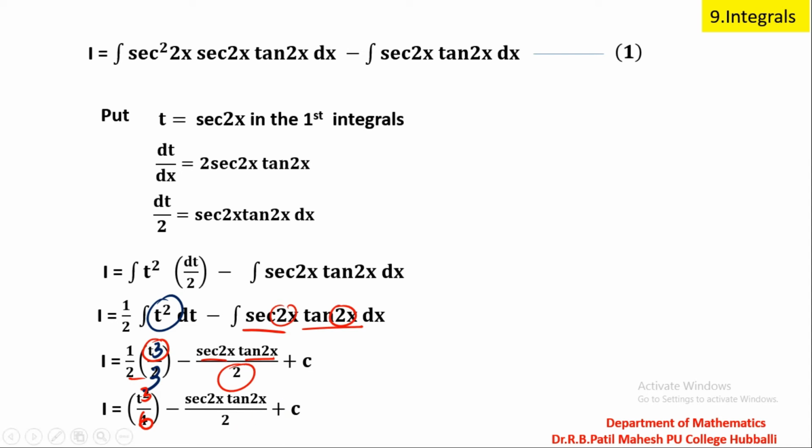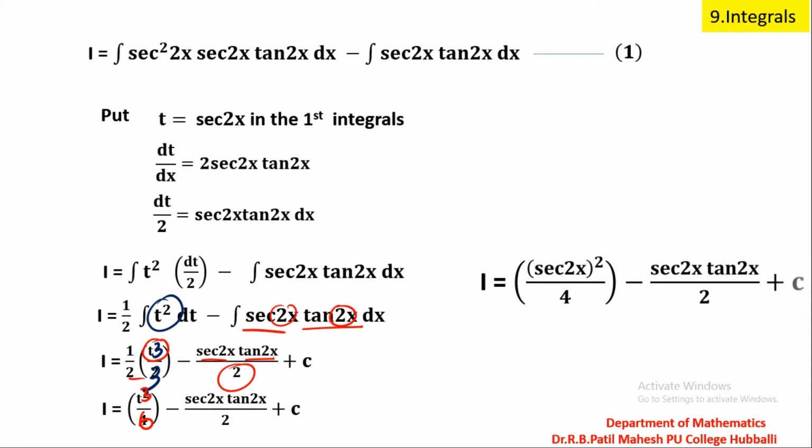And finally the answer after replacing t, we have taken it as sec 2x. Therefore wherever t comes, write sec 2x, only in the first integral. So sec 2x to the power 3, and this is 6 because we have made a small change. Integration of t square is t cube upon 3, so t cube upon 6 and sec 2x to the power 3 upon 6, and the rest is same. Problem, students, hope you understood. Let me take the next question.